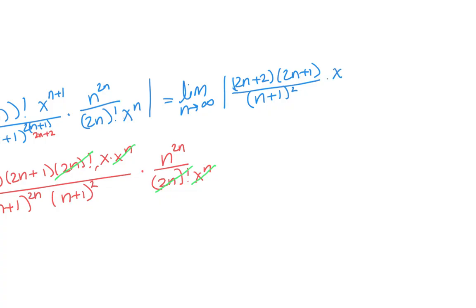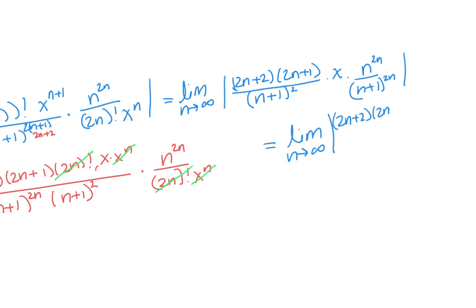But you're like, wait a minute, isn't there an n raised to the 2n, and isn't there an n plus 1 raised to the 2n? There absolutely is. So this is times n raised to the 2n over n plus 1 raised to the 2n, absolute value. This is going to be the limit as n goes to infinity of the absolute value of 2n plus 2 multiplied by 2n plus 1 all over n plus 1, the quantity squared.